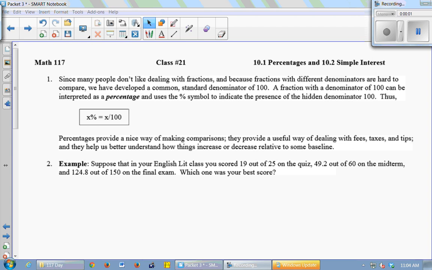Talking about percentages and simple interest. So we're going to do a quick review of percentages, and then we're going to talk about simple interest.